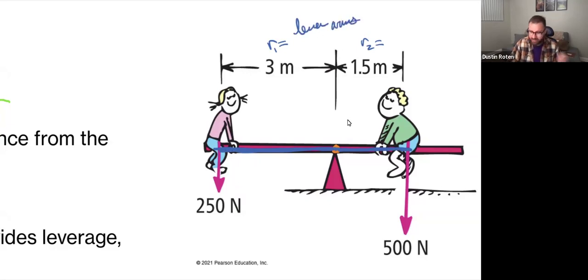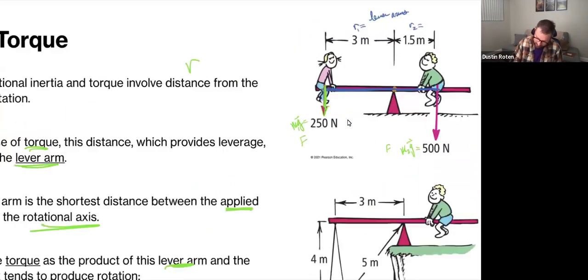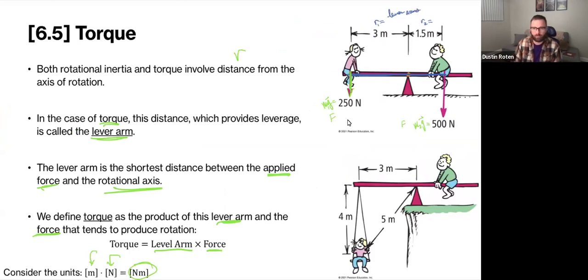Now we just need to mark the force that's actually causing these torques. Here we have a weight of 250 newtons. This will be mass 1. And over here we have a second mass, mass 2, with a weight of 500 newtons. So there's our forces that are causing the torque. We'll do the calculations later. We just need to identify the things.